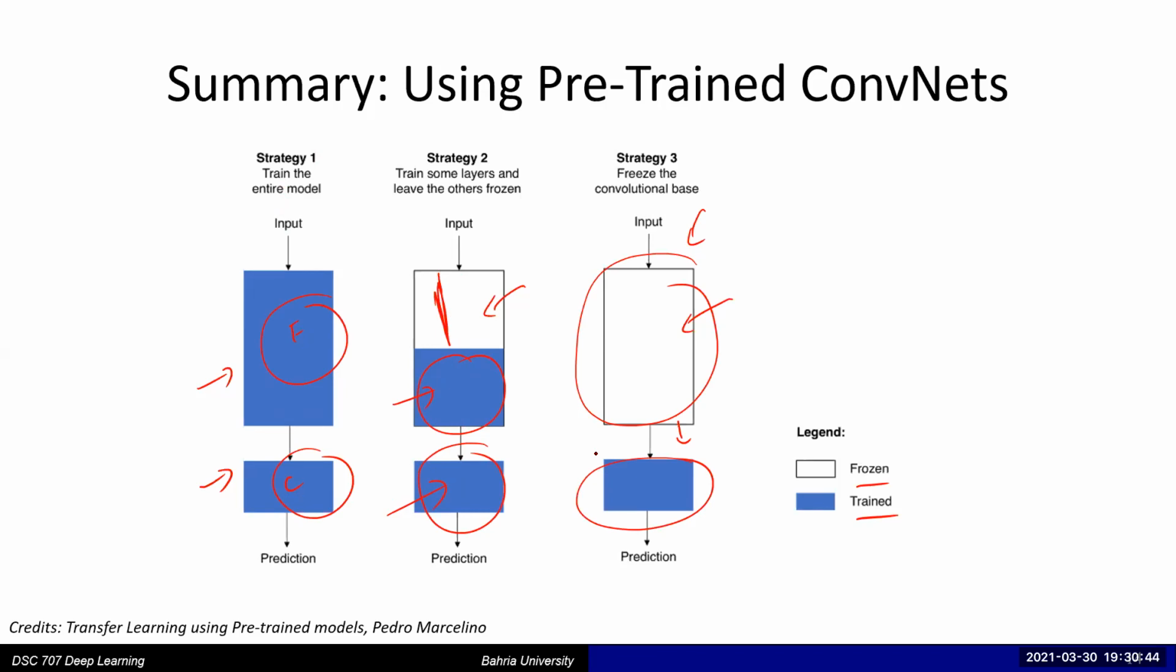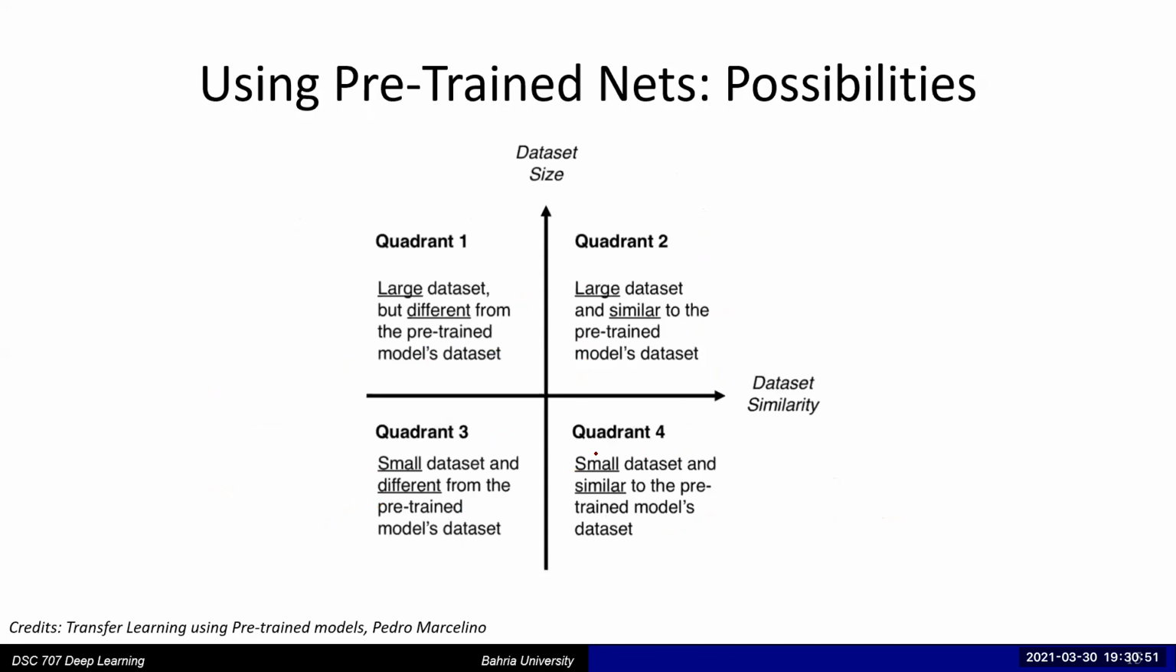Now, as you must be thinking, what strategy to use in what situation? Again, there's no rule of thumb, but there are some guidelines, and these guidelines are dictated by two parameters. One is the size of the data: how much data do you have available? And the second parameter is how similar your data is to the data on which the network was originally trained. When I say originally trained, I'm talking about the network which you downloaded. For example, if you download AlexNet, it is trained on ImageNet data.